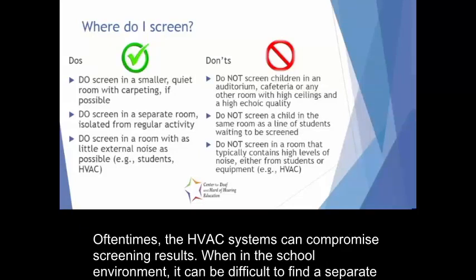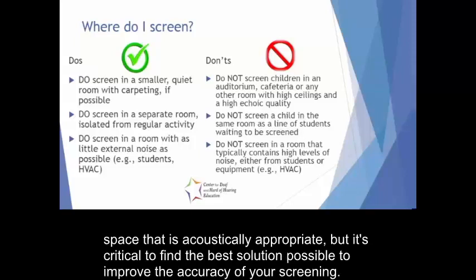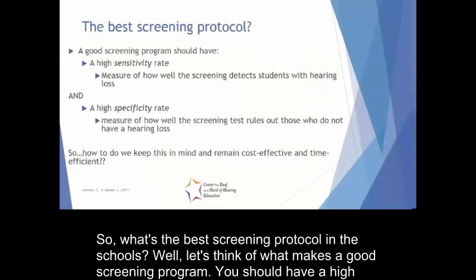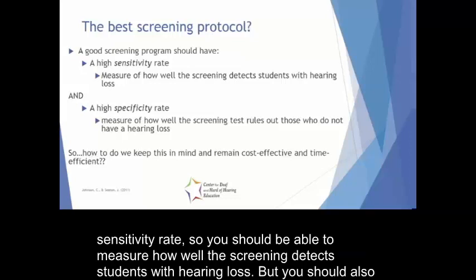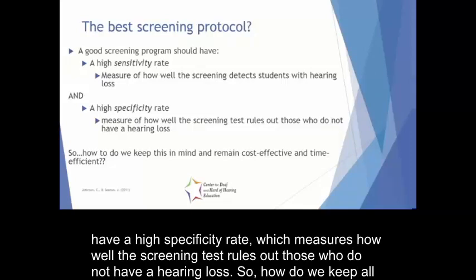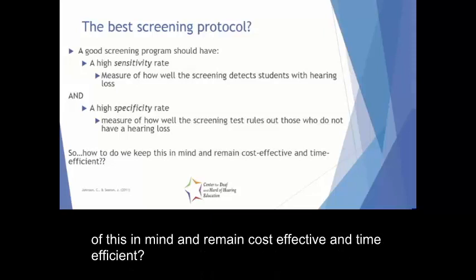When in the school environment, it can be difficult to find a separate space that is acoustically appropriate, but it's critical to find the best solution possible to improve the accuracy of your screening. So what's the best screening protocol in the schools? Well, let's think of what makes a good screening program. You should have a high sensitivity rate, so you should be able to measure how well the screening detects students with hearing loss. But you should also have a high specificity rate, which measures how well the screening test rules out those who do not have a hearing loss. So how do we keep all of this in mind and remain cost-effective and time-efficient?